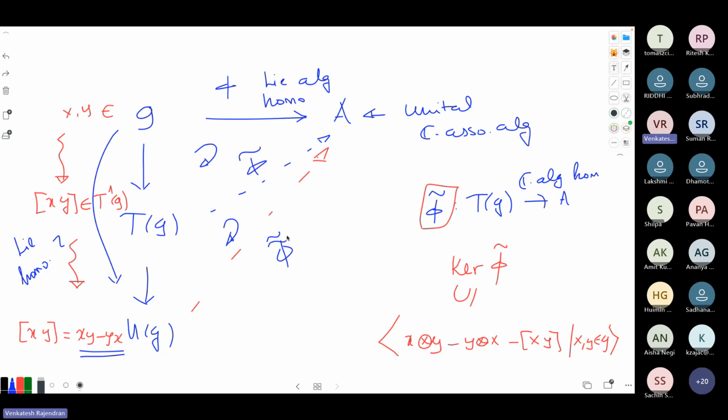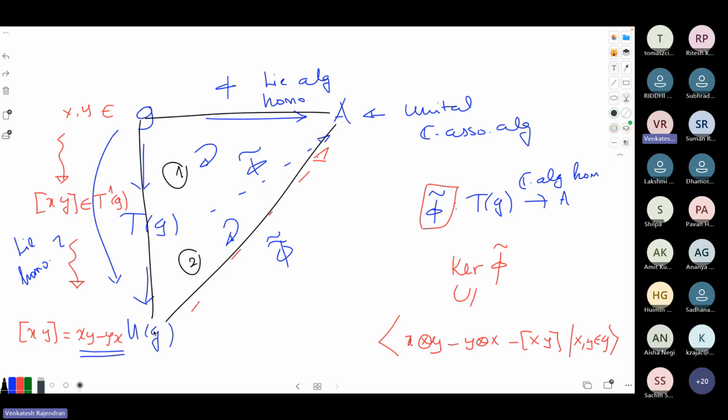Now it is about chasing the diagram. The first diagram commutes and the second diagram commutes. So that will tell you that this bigger diagram will commute. That's an easy exercise.